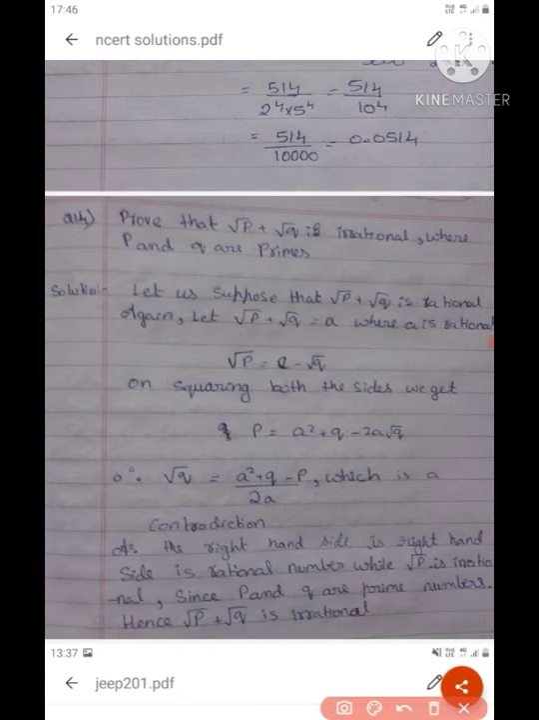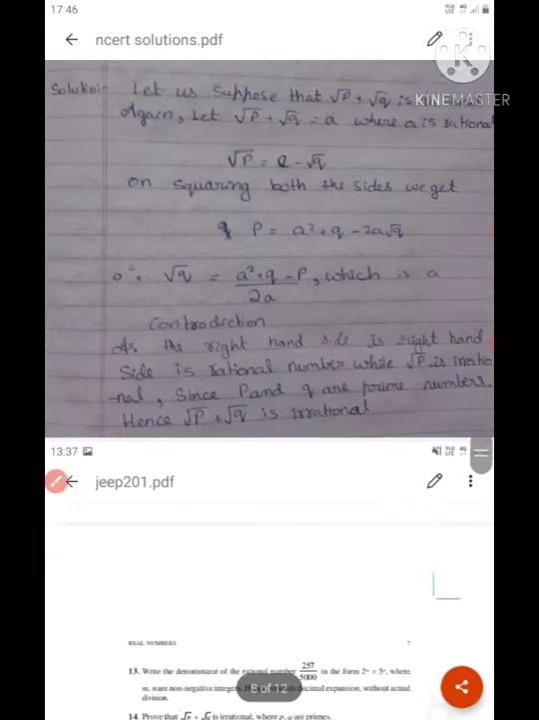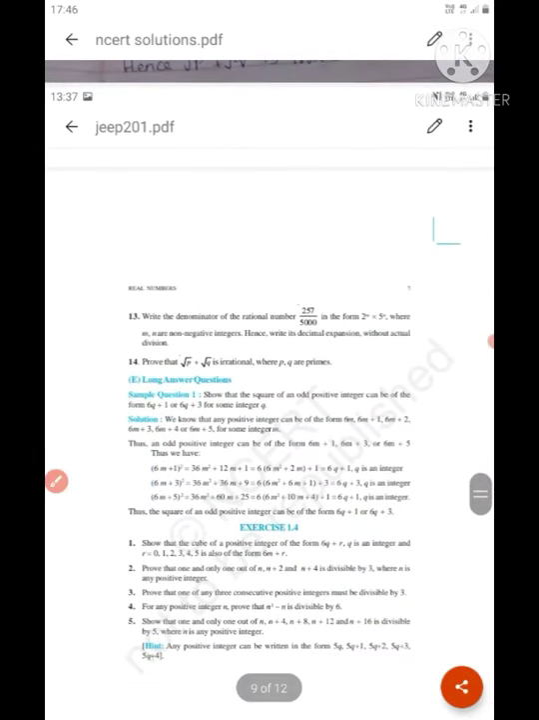So as the right hand side is a rational number, while root q is irrational, since p and q are prime numbers, hence root p plus root q is an irrational number. Right? We'll go for the next question. Okay, we are done with exercise 1.3.